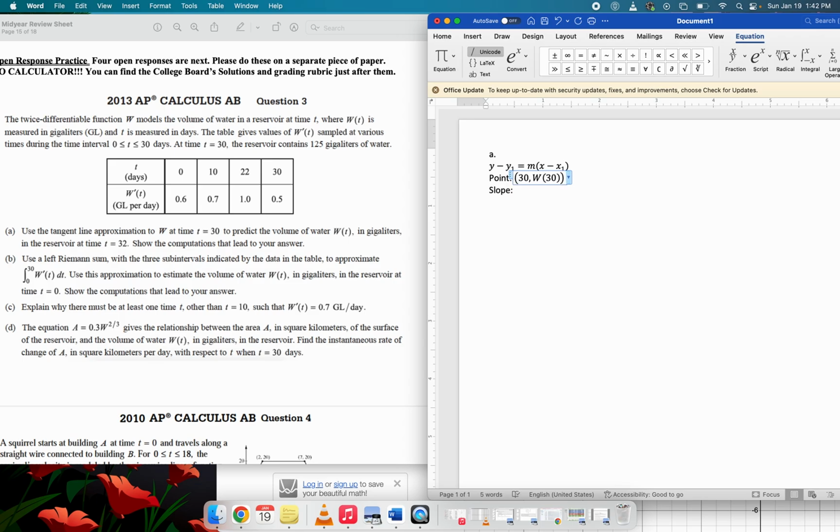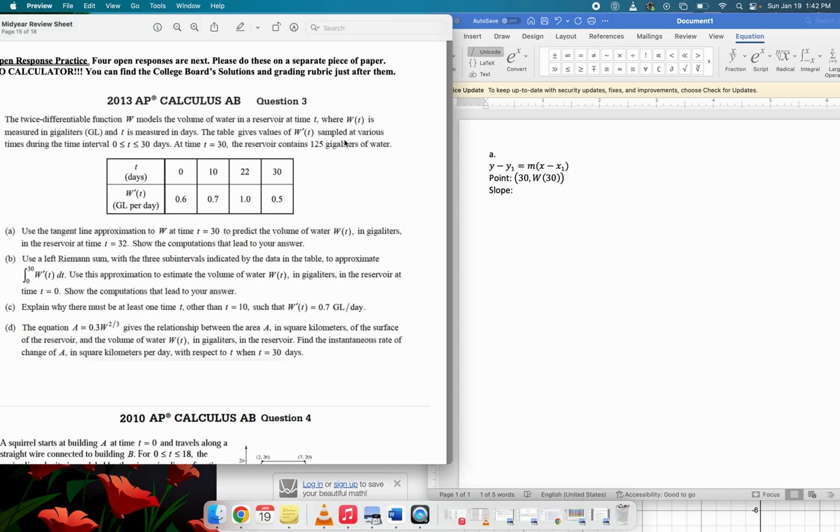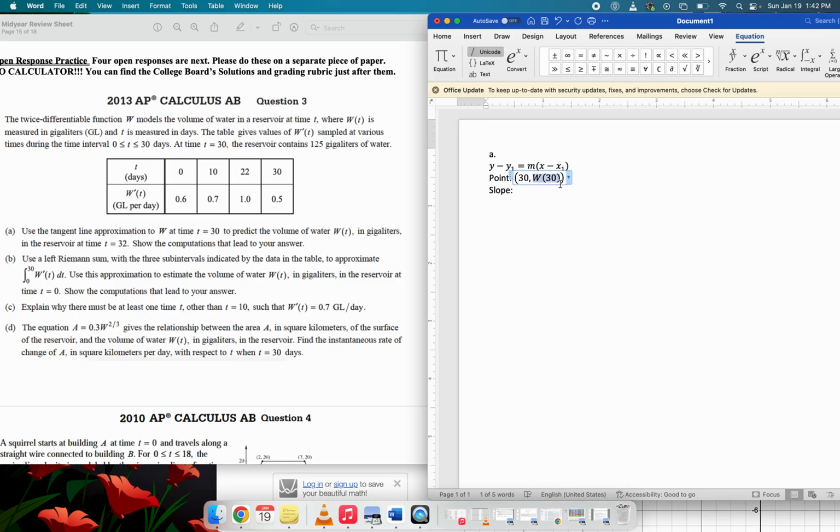I mean, that's how you always find the y-coordinate of your point for your tangent line, is you plug that input into your function. Well, we're trying to do the tangent line for w, so you're going to plug 30 into your function w. We don't have a formula for w, but they just straight up tell you that at time t equals 30, the reservoir contains 125 gigaliters of water. That means that w of 30 is 125. So that's the point on our line.